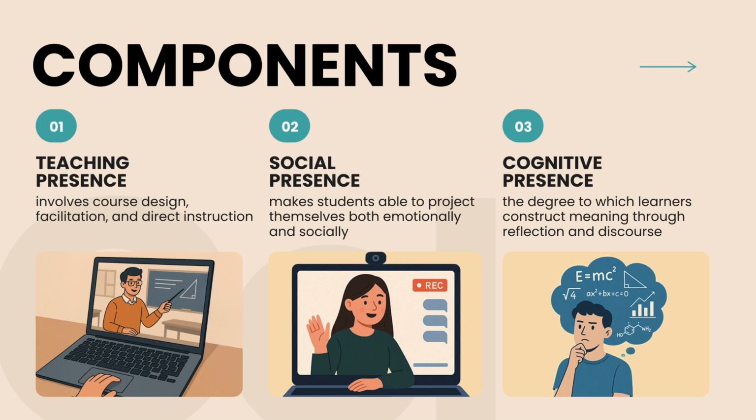Lastly, the cognitive presence is the degree to which learners construct meaning through reflection and discourse. These three elements are interdependent. Teaching presence sets the stage for social interaction, which in turn supports cognitive engagement. Without social presence, meaningful discourse and critical thinking, or cognitive presence, are unlikely to flourish.